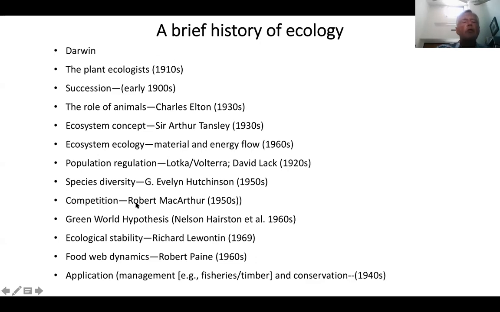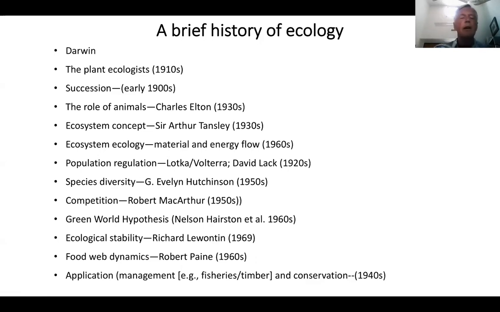The view that competition was really the driving process of the distribution and abundance of species had a major transition in the early 1960s with what is called the Green World Hypothesis. And I will get into that at the end.